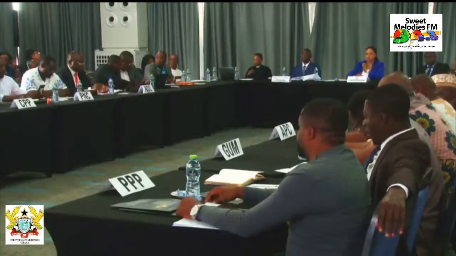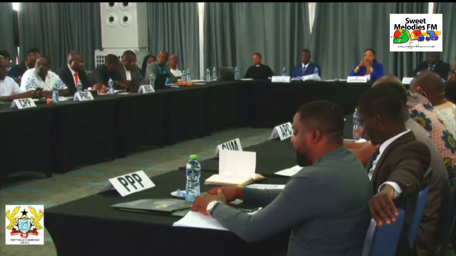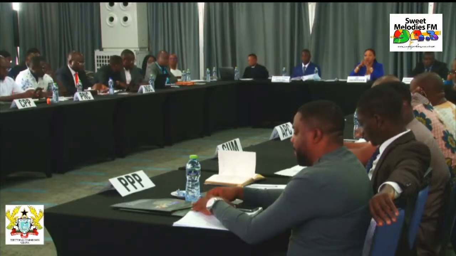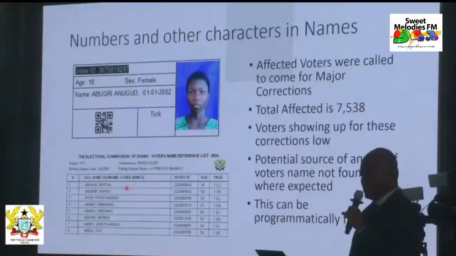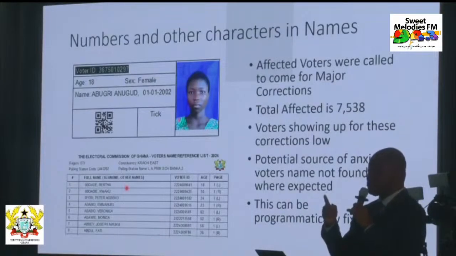One of the issues that can potentially be a source of anxiety for a voter is when you appear on voting day and you can't find your name. Not that you are not in the register, but your name, instead of an O, has a 0. So for instance, if you look at this particular polling station, which is in Karachi East, all the names that start with what is supposed to be an O have been replaced with a 0.